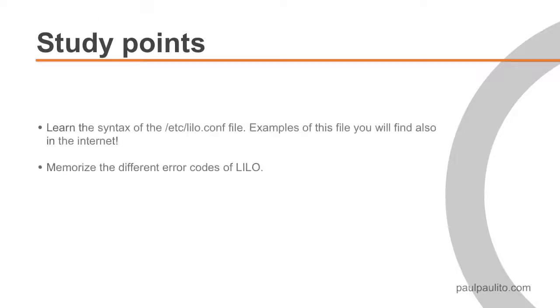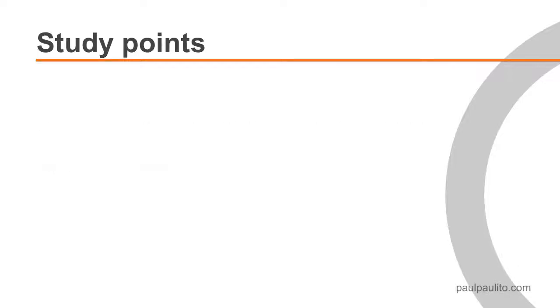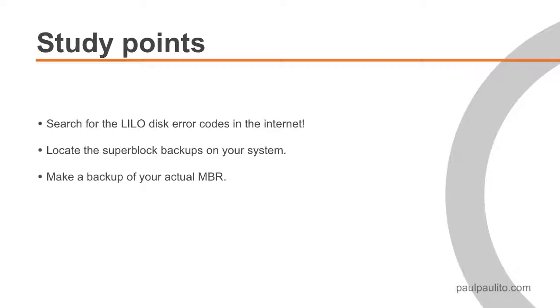Study points. Learn the syntax of the /etc/lilo.conf file. You can find examples of this file on the internet. Memorize the different Lilo error codes. Search for the Lilo disk error codes on the internet. Locate the superblock backups on your system. Make a backup of your actual MBR.